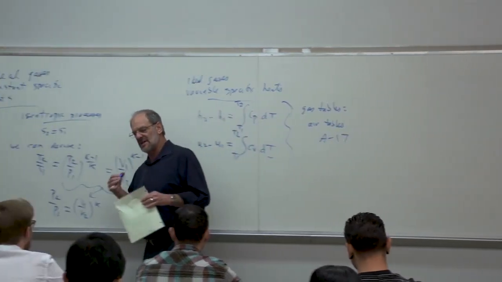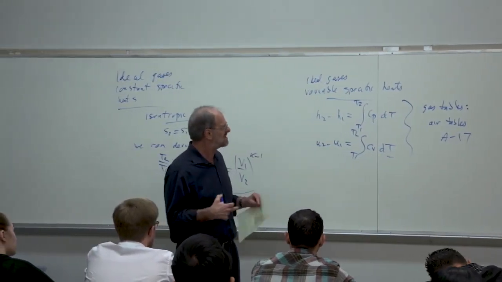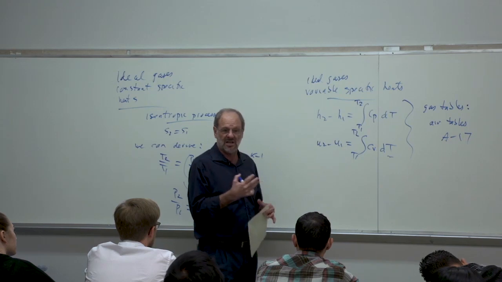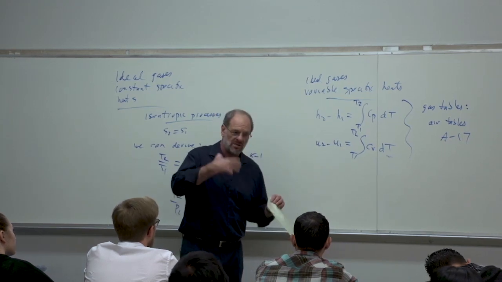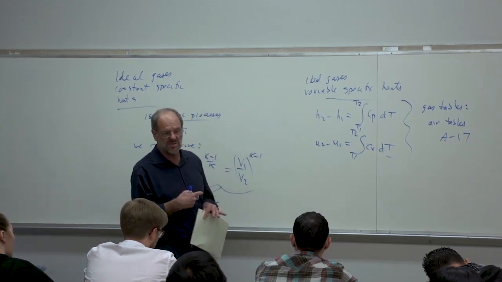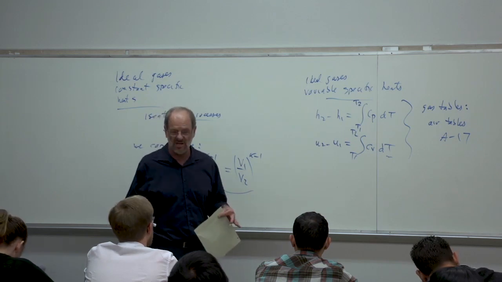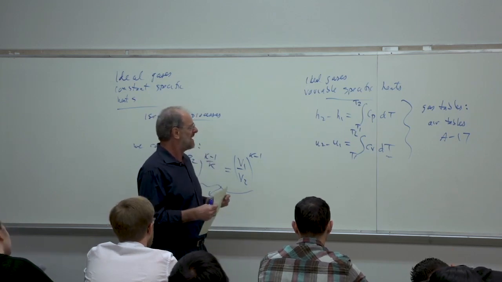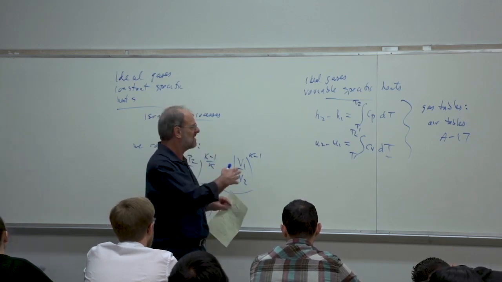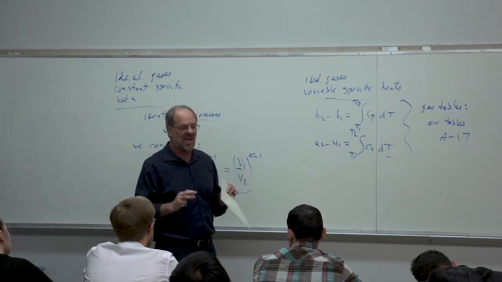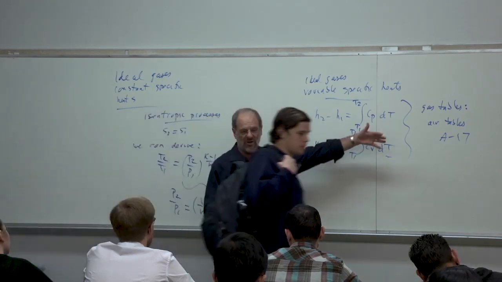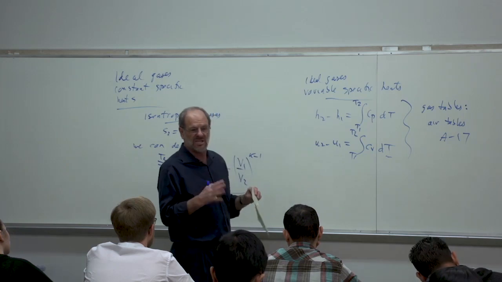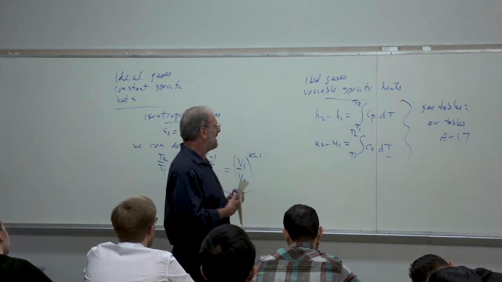In fact, as the book talks about analysis based upon variable specific heats, it calls it exact analysis. When it talks about analysis based on constant specific heats, it talks about approximate analysis. So we're going to be dealing with both, but certainly the emphasis is going to be on the exact analysis using equations of variable specific heats and using data from table A17.